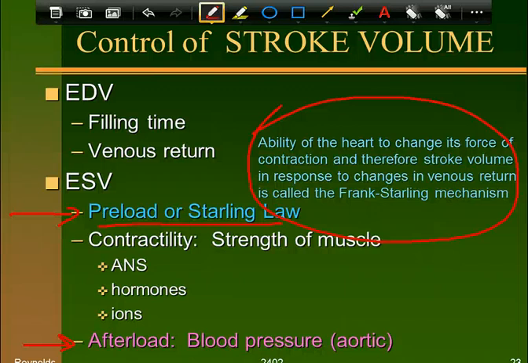So if you're bleeding a lot, say you're in a car accident and you're bleeding out from a femoral artery, your venous return drops because the blood is going out on the ground instead of staying in your circulatory system. You're going to have less venous return, less blood coming into the heart, and less stroke volume is going to go out as a result.